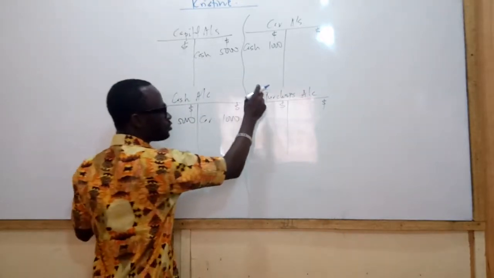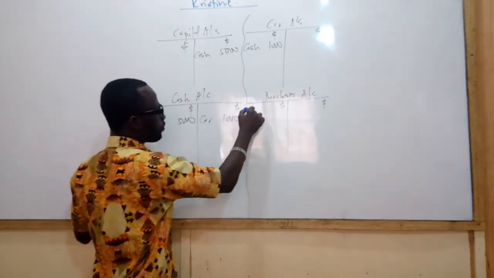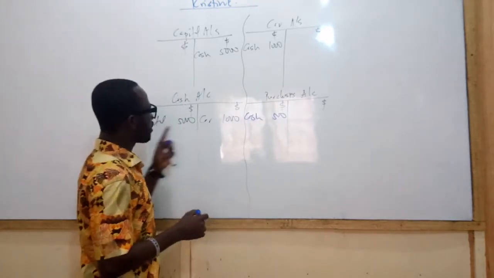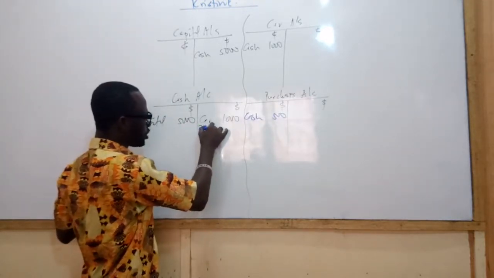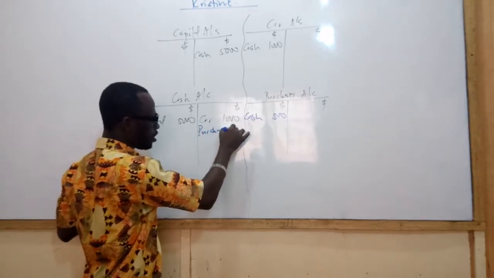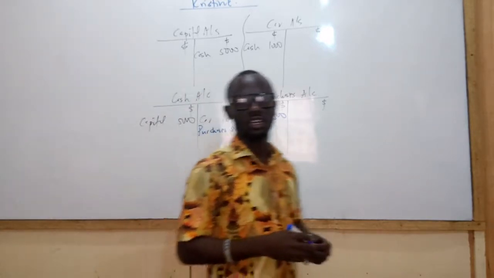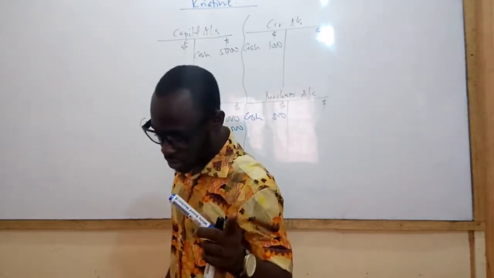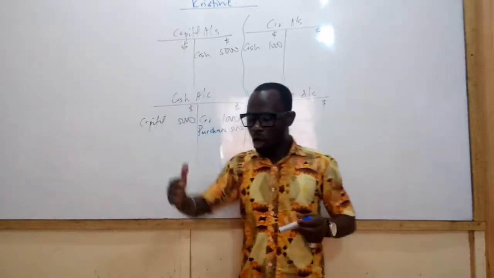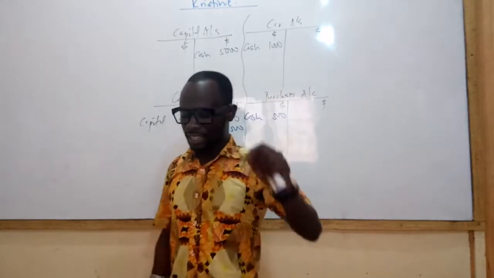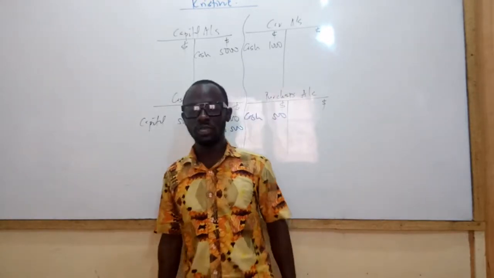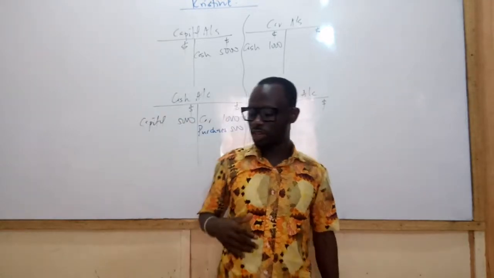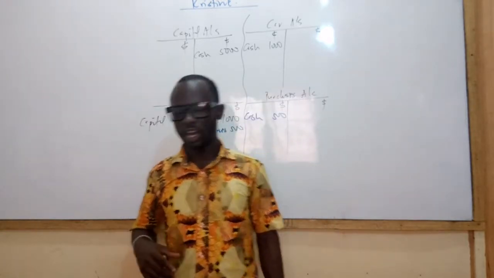So we're going to debit purchases in the name of cash, $500, and then we credit cash in the name of purchases, $500. So that is what you need to understand about that. Next one. They buy more goods for resale, $600 on credit from Mr. A.